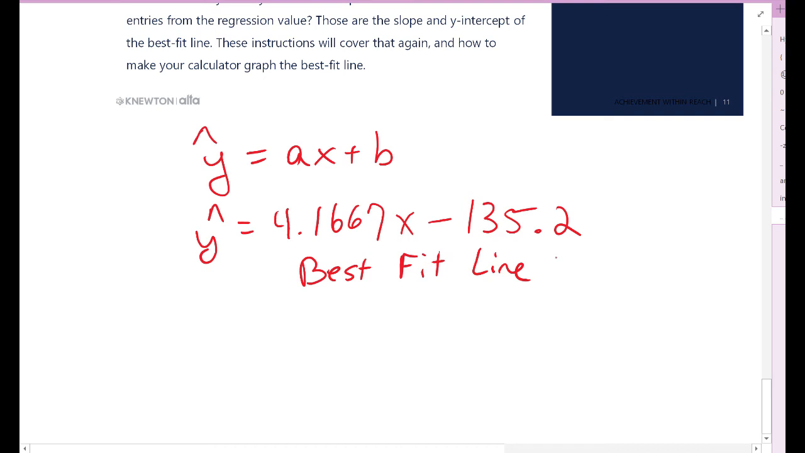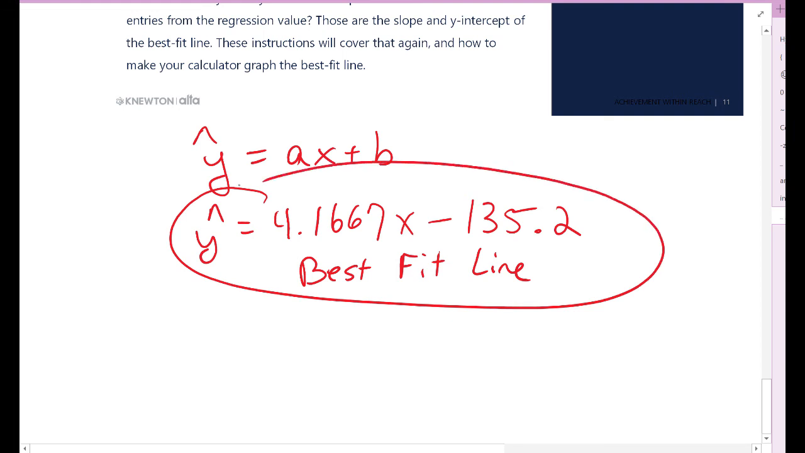Okay. In the next video, I'm going to show you how we use that best fit line to make predictions, and how we make sure that that prediction is what we call reliable and reasonable. So in the next video, I'll show you how to use the best fit line.